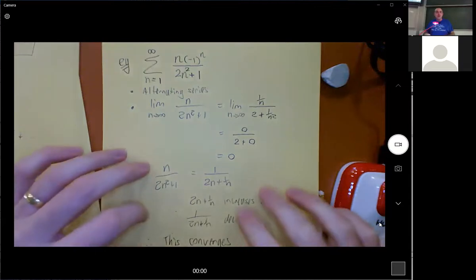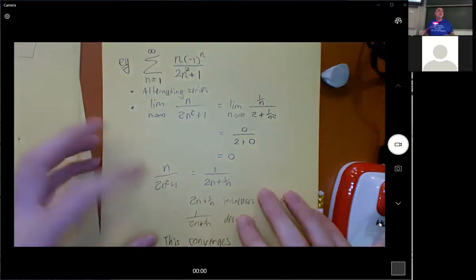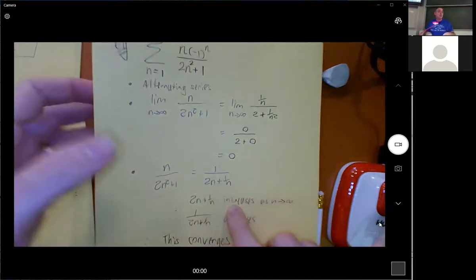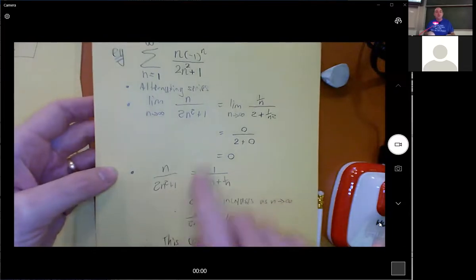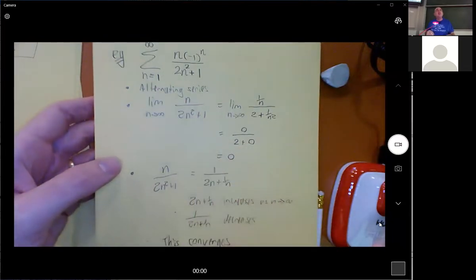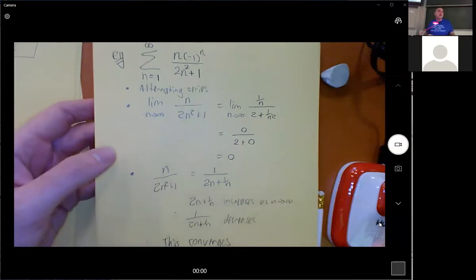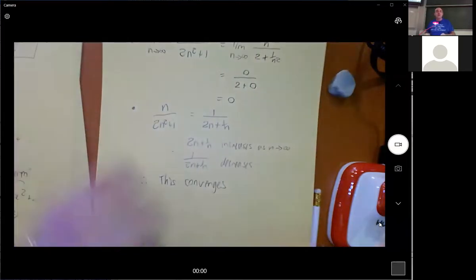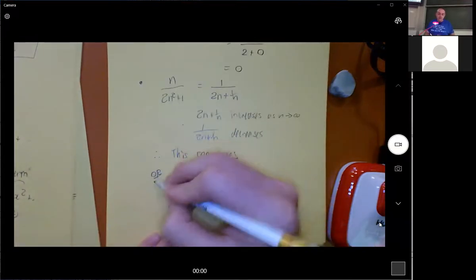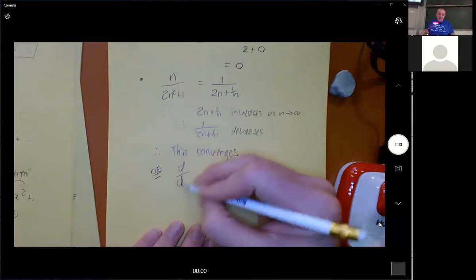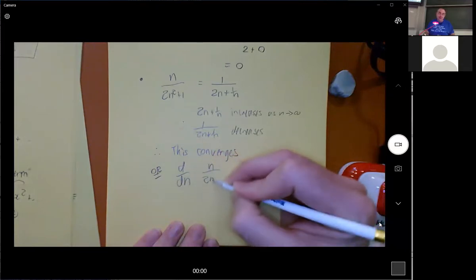This bit for me is always the hardest bit. This bit here, where I show that this is definitely decreasing. And in almost all examples, you'll see people doing it. They just wave their hands and go, oh, it's decreasing. But the derivative's not the worst plan either. I could have done d/dn of n/(2n squared plus 1).